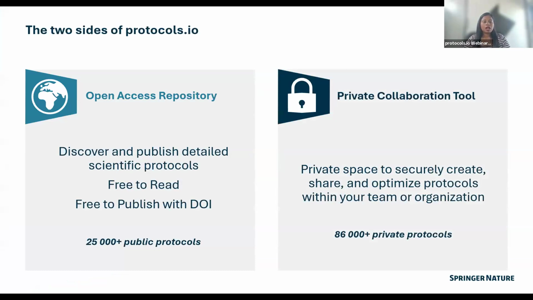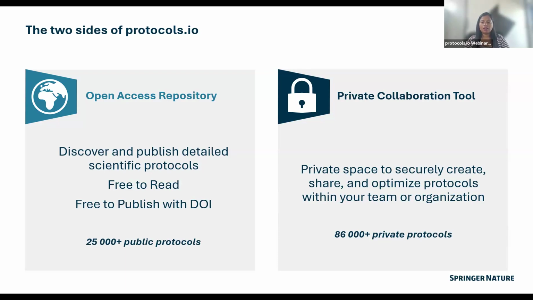So to start with, there are two sides of protocols.io. First, it is an open access method sharing repository that has free to read and free to publish protocols and over 25,000 protocols at the moment. All of these protocols are published with the CC BY license, which means that they can be distributed and built upon as long as you are giving the credit to the original authors.